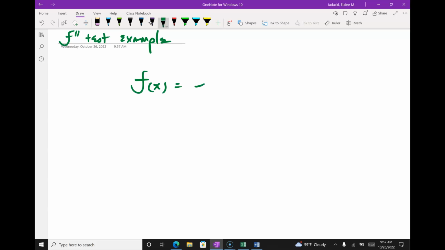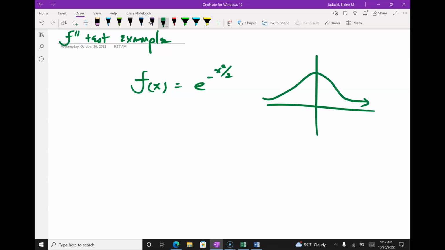So f of x is e to the minus x squared over 2. We already know what it looks like. We can already see that there's a local max here, and we think there's two inflection points, right?